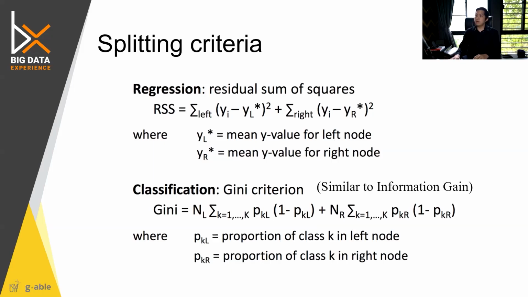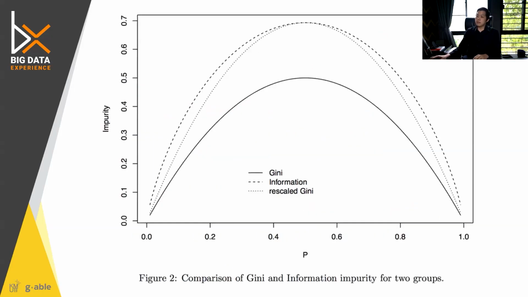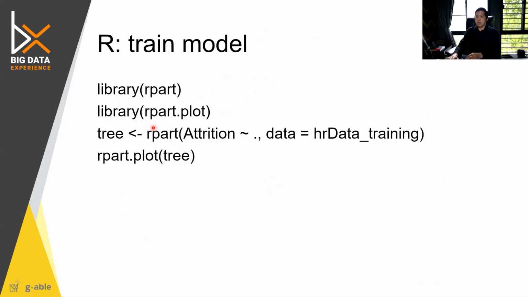Okay, but now if we look at the proportion and compare Gini to information gain and to the rescaled Gini to get something that is similar to information gain, you can see that they are quite similar in terms of the peak. It would peak at 0.5. That means you can use it to do the job, right? Now let's create a decision tree.